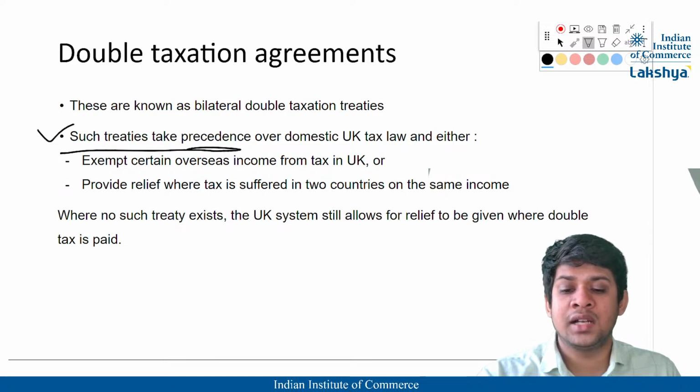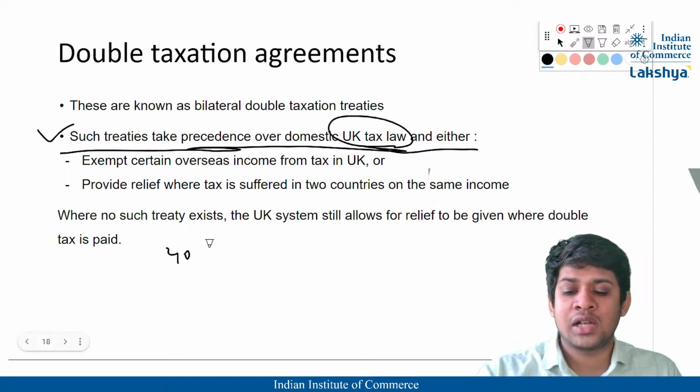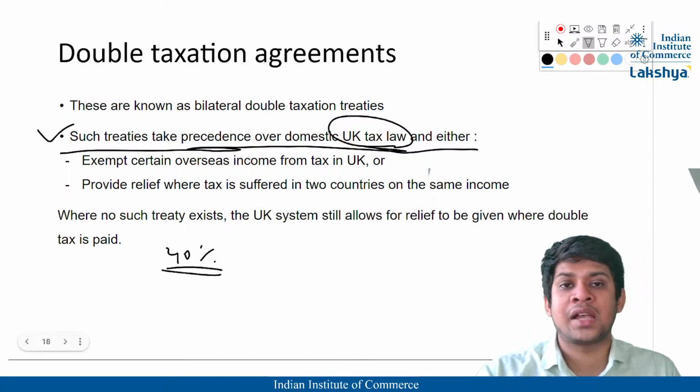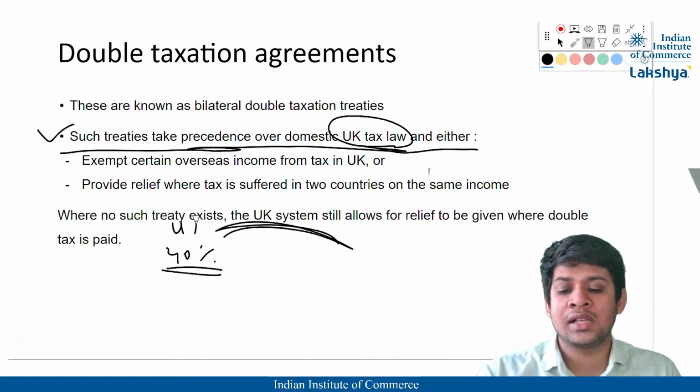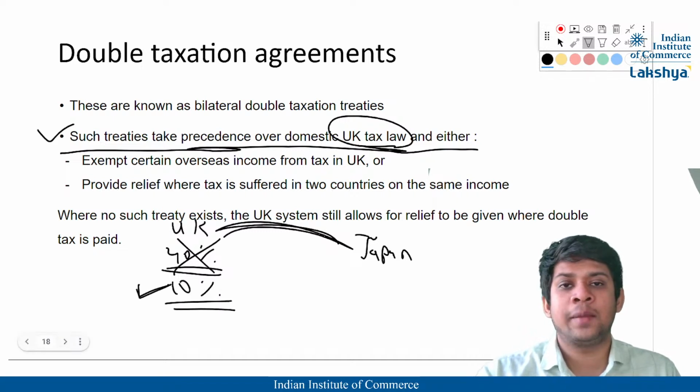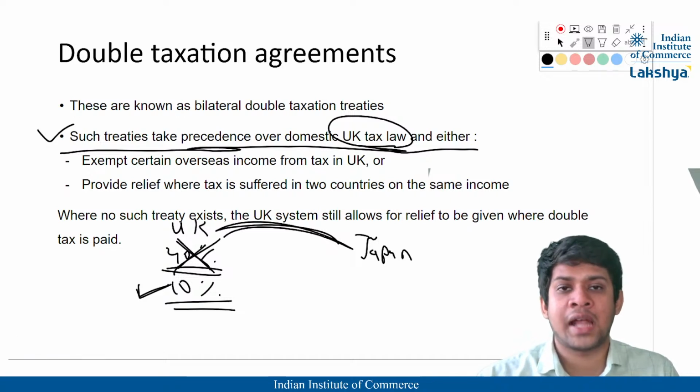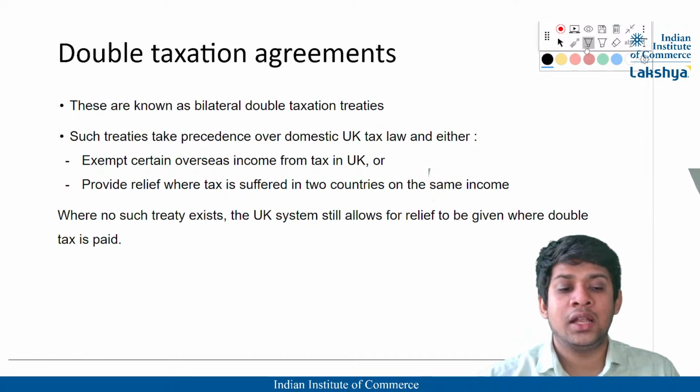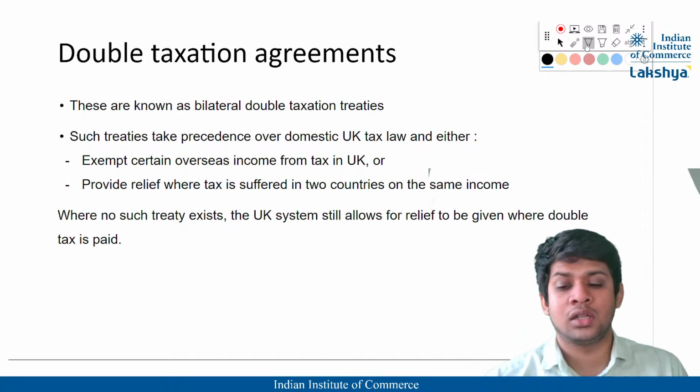Such treaties take precedence over the domestic UK law. So always remember, my domestic UK law says that 40% is the tax charged on your income. But just because UK has signed a treaty with Japan, as per the double taxation agreement, only 10% is charged. So this 10% will take precedence over the 40% UK tax law. Okay. So technically here your income will only be taxed once.